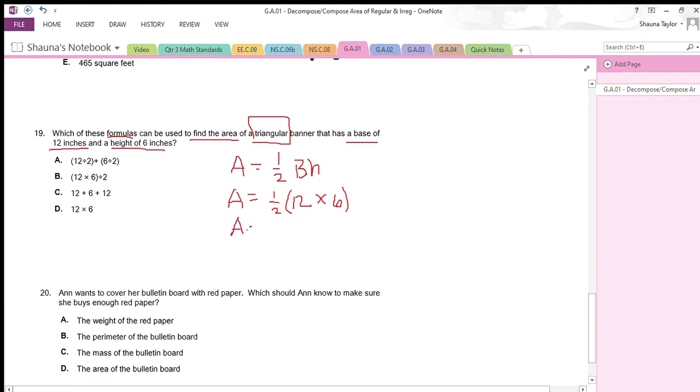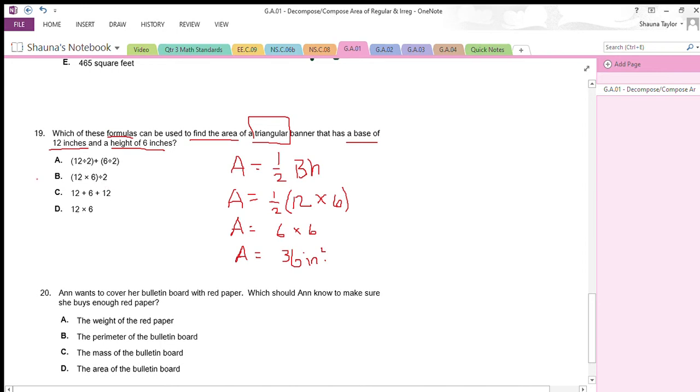So area equals, I'm going to cut the 12 in half, which gives me a 6, times this other 6, which would give me an answer of 36 inches squared.